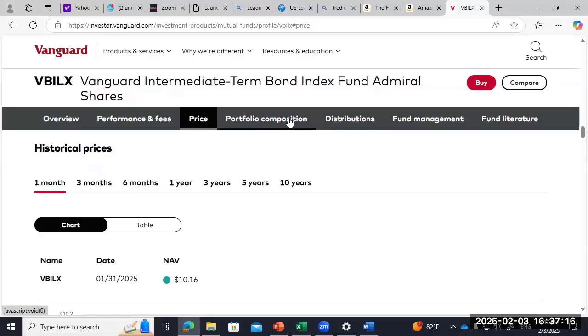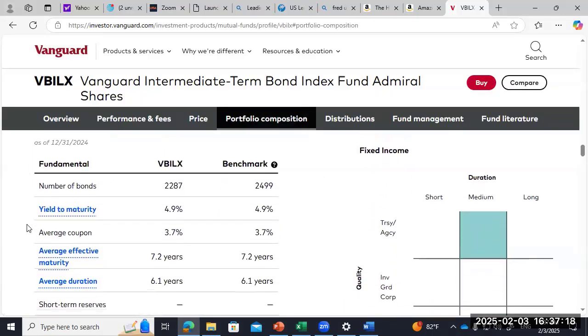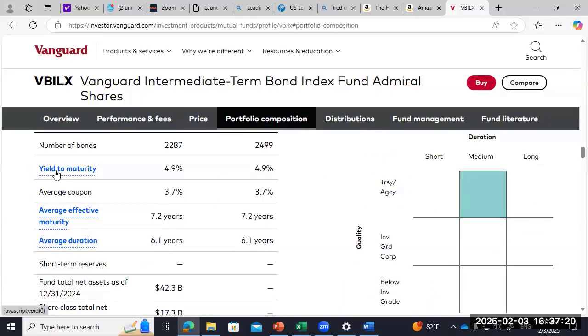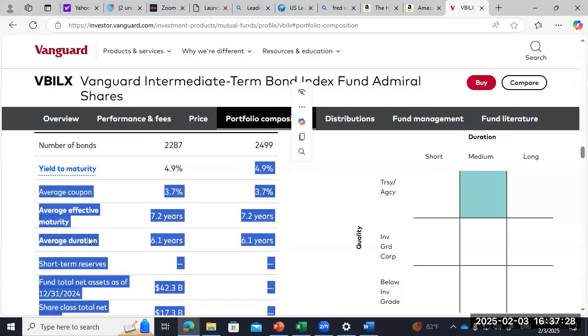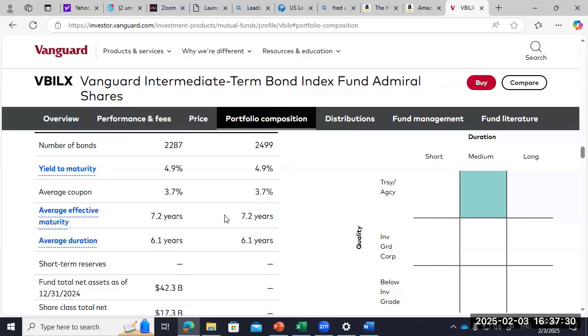Somewhere up here, they should show you. They show yield and maturity. Do they show duration? There it is right there. There's the duration. Yield and maturity is what you're expected to return. Here's the maturity. You'll notice that maturity is longer than duration. Almost always maturity is longer. Why? Because maturity only looks at the very, very last cash flow. Duration looks at all the cash flows.